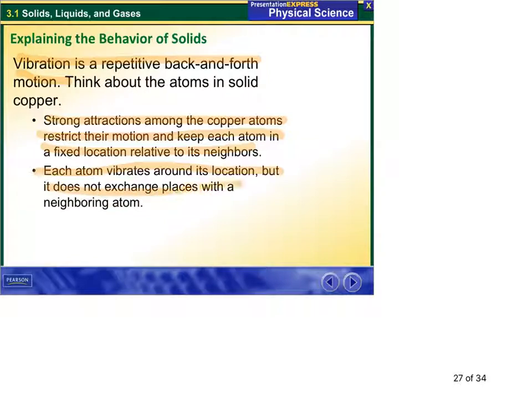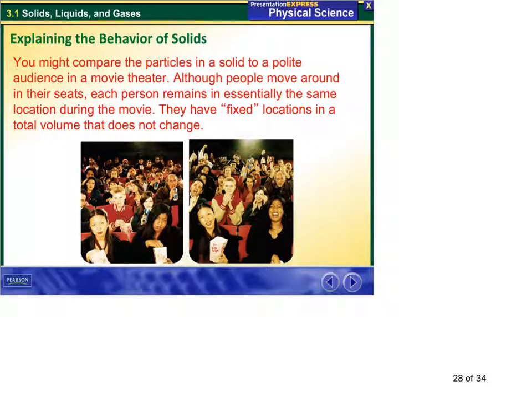Now, the attractions between the particles in solids, liquids, and gases are not much different. The big difference is the amount of kinetic energy they have. At higher temperatures, atoms are going to have much more kinetic energy, so solids occur at lower temperatures, where there's not as much kinetic energy, so the forces of attraction hold them together. This might be like people sitting in seats at a theater. If everybody stays in their seat, they can move around a little bit, but they always stay in essentially the same location.